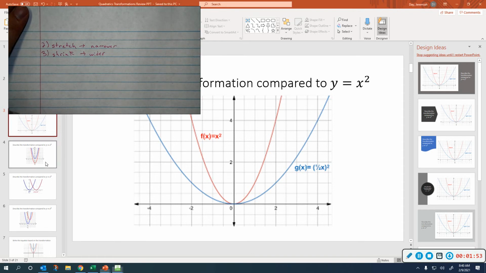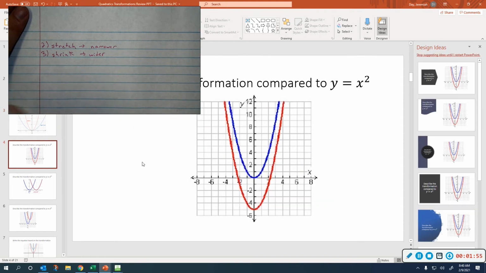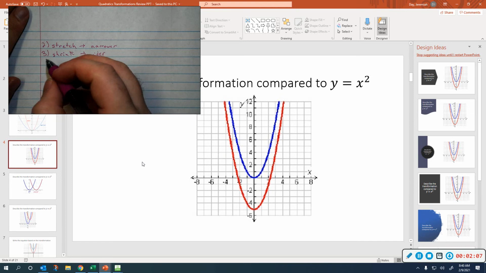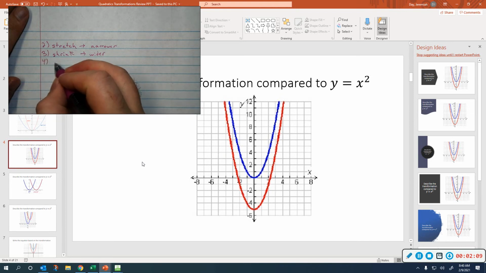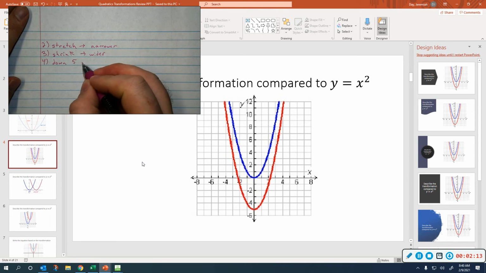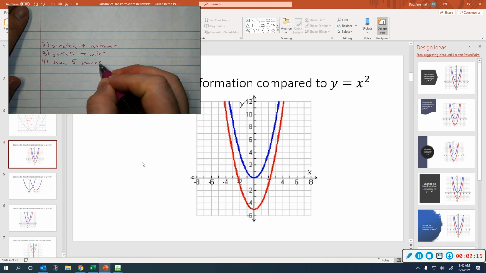Let's try number 4. It says now describe the transformation compared to y equals x squared. So the blue one was x squared, and then the red one, it looks like it's just moving down. It moves down 1, 2, 3, 4, 5 spaces. So down 5 spaces. We're just doing the verbal description, okay?